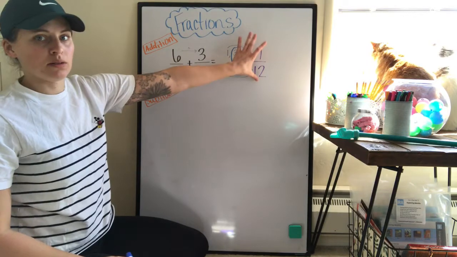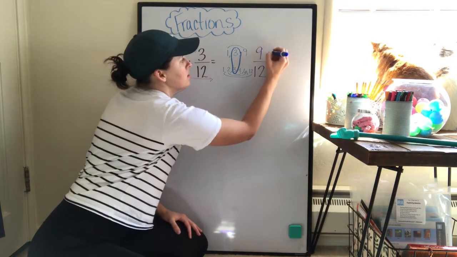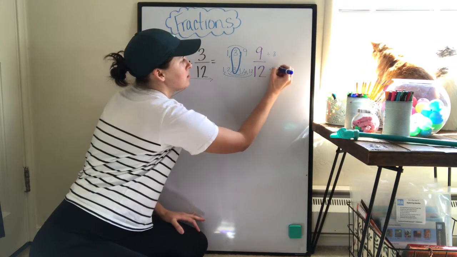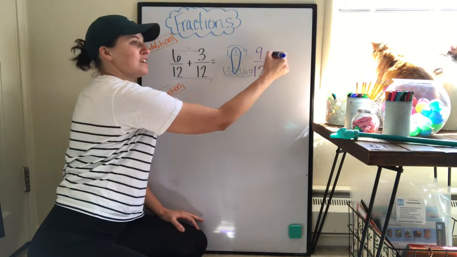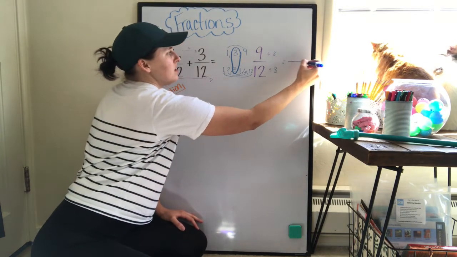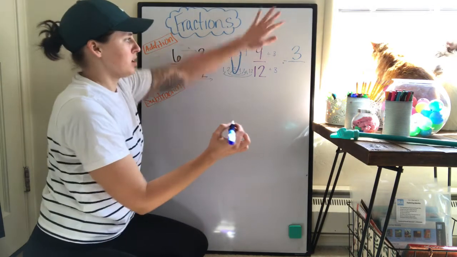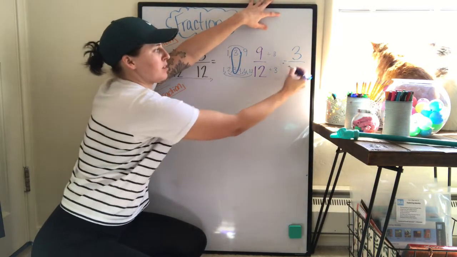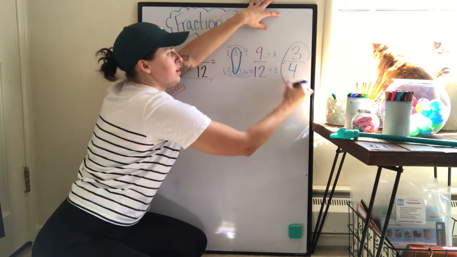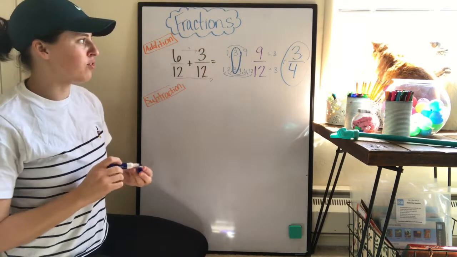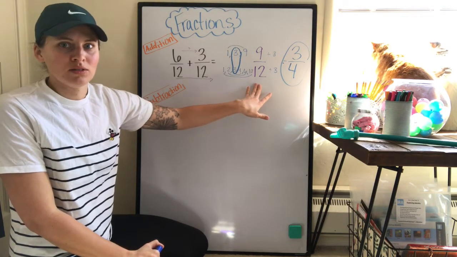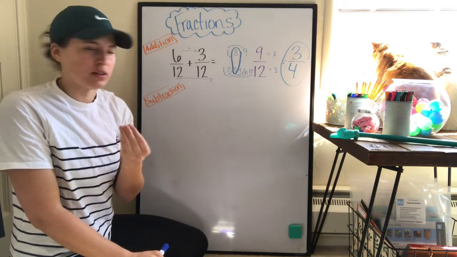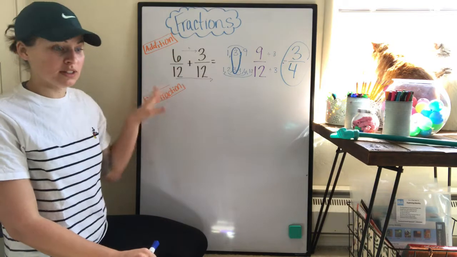So we're going to divide both of our numbers by 3. 9 divided by 3 is 3. My board keeps moving. And 12 divided by 3 is 4. So that's our answer, 3/4. Remember, 3/4 is the same as 9/12. We are just simplifying it to its smallest form. So that's what we did yesterday.